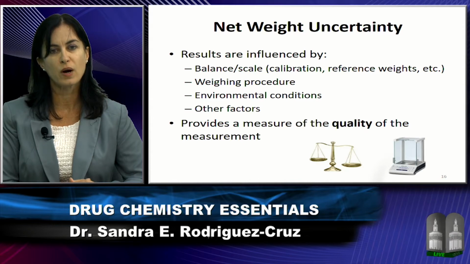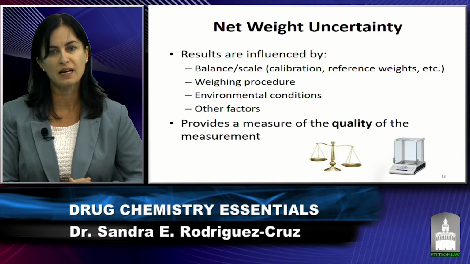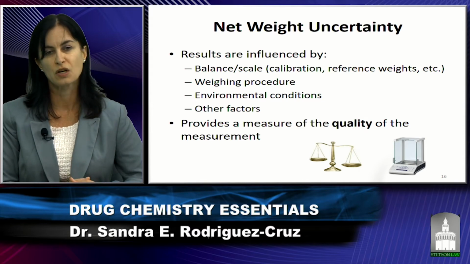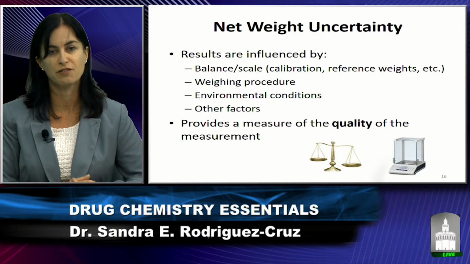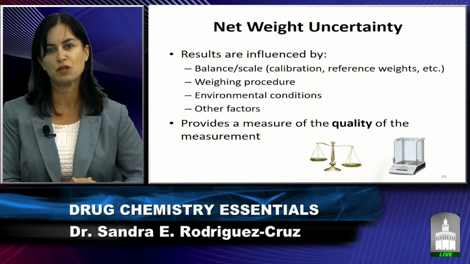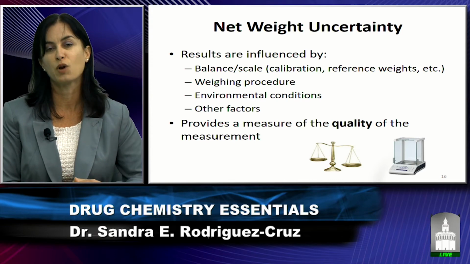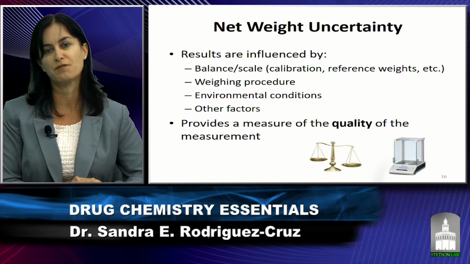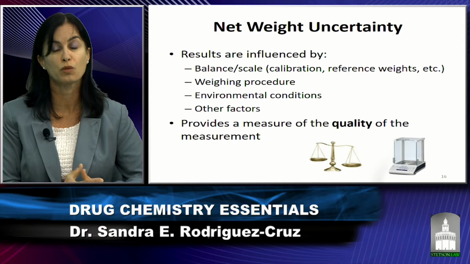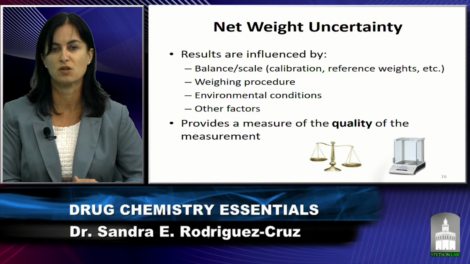The result of a net weight measurement is also influenced by the procedure, the way and the manner that an analyst might have performed that weighing, as well as by environmental conditions. A laboratory located on the ground level of a building may have specific procedures to keep their balances working properly versus a laboratory located on the 20th floor of a building. That latter laboratory needs to take into account the vibrations that those balances undergo and how those vibrations could affect the net weight and the uncertainty associated with those measurements.